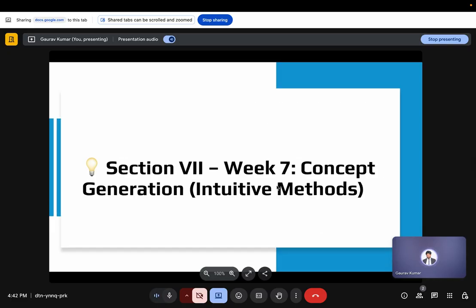Now we are slowly moving towards week 7: concept generation, intuitive methods. What will we learn in week 7? We will learn the role of creativity, brainstorming and gallery methods, 635 brainwriting, and morphological chart methods.